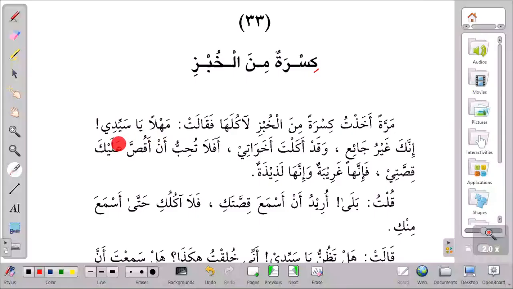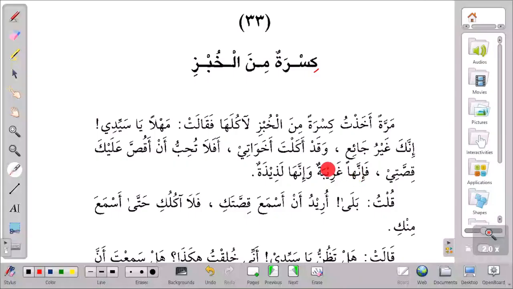أَفَلَا تُحِبُّ أَنْ أَقُصَّ عَلَيْكَ قِصَّتِي. Then don't you want that I narrate to you my story? The verb here is qassa, which means he narrated a story. Yaqussu, he is narrating a story. So afala tuhibbu an aqussa alayka qissati, qassa ala, to narrate a story to.